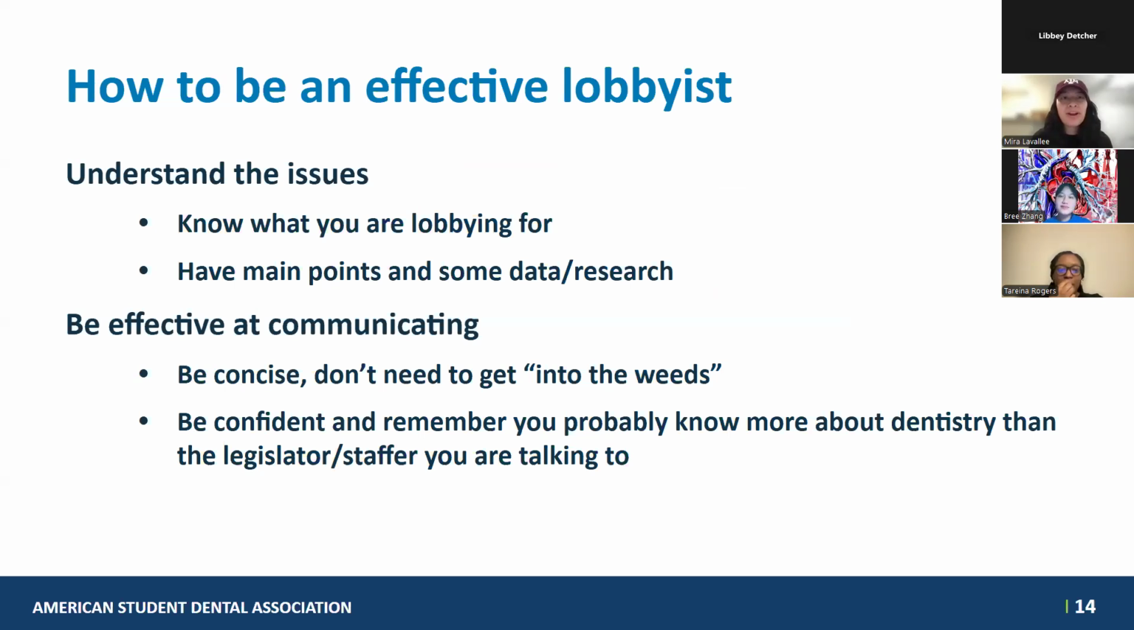And I'm going to go over the next part, how to be an effective lobbyist. So obviously, understand the issues that are being talked about and know what you're lobbying for. For example, last year the points that the ADA was going over were the DOC Access Act, student loan reform issues, and oral health workforce issues. So know what's going to be talked about, whether at the ADA or at your state lobby day, and then have main points and some data research on these things.